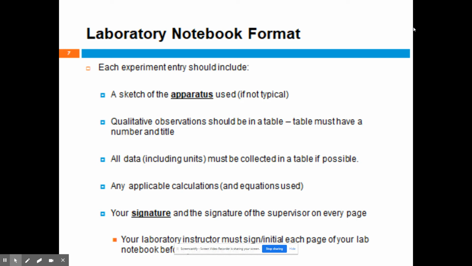Qualitative observations should always be in a table, and the table needs a number and a title. So whenever you do an experiment and you make a table, you'll have Table 1. If you do something else, you'll write Table 2, and you will make sure and title those tables. All data has units on it, and it has to be in the table if possible. So you're not going to write just down 2. It needs to say 2 grams or 2 milliliters or whatever it is.